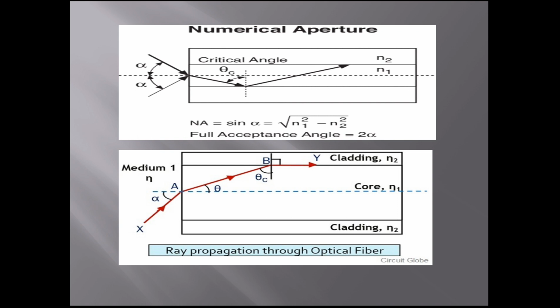Its range of 0.4 to 0.5 shows short distance communication, and when the range of numerical aperture is 0.1 to 0.3, then it shows long distance communication. When the ray is incident on a fiber, it makes an angle theta at the core.